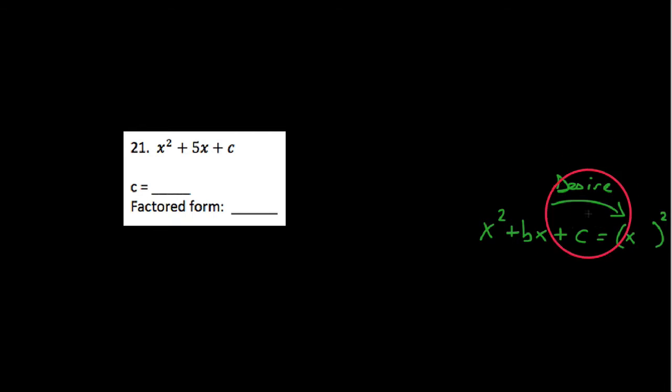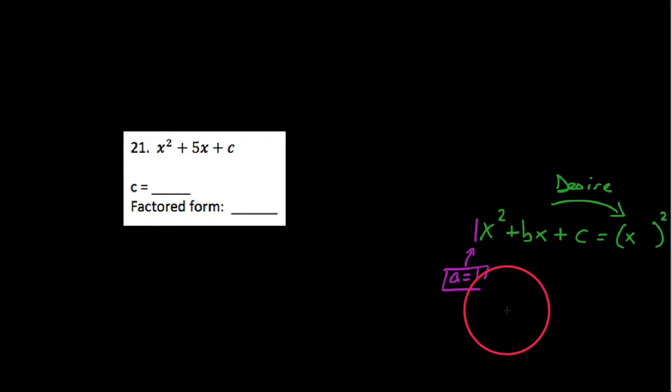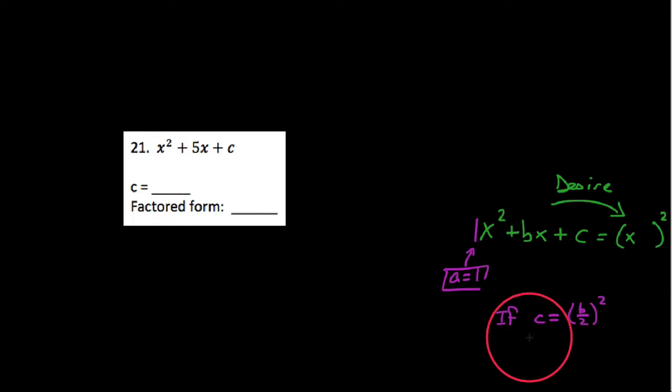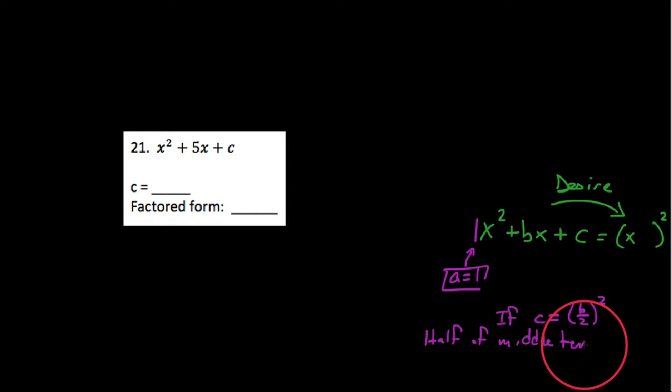Okay? So in order to achieve this, I'm going to lay down some ground rules here. First of all, we recognize that this trinomial must have an a value of 1. But if that is the case, that we have some x squared plus bx plus c, then the requirement is this: c equals b over 2 squared. In other words, it's half of the middle term, comma, because the order matters here, squared.